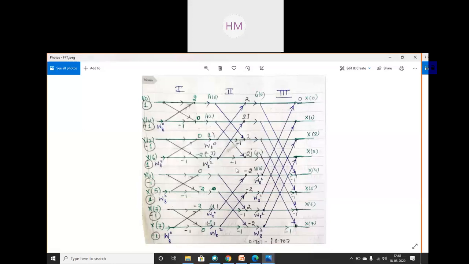Clear? Then in the third stage, in the last 4 lines we have marked -1, but where we have to write, that is very important. At starting of these dots, I have to write W8 0. Clear this? At starting of these interconnections, I have to write this. That means this is a value in between these two dots. W8 0 and W8 2. Is it clear? Where I have to write this twiddle factor.